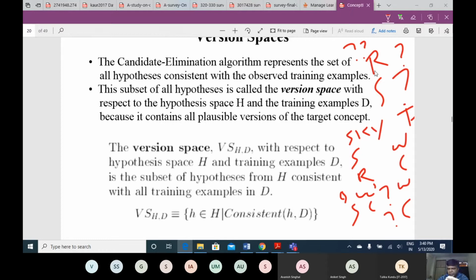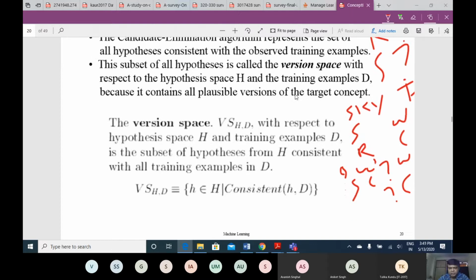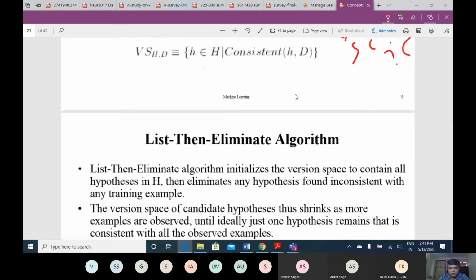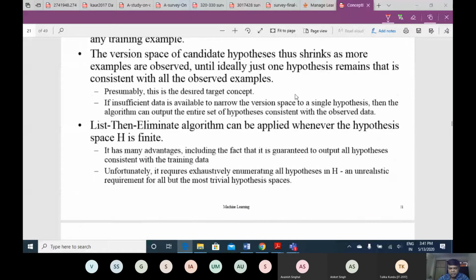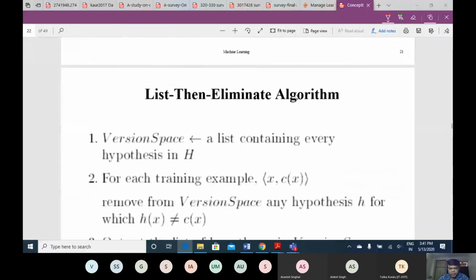Now any subset of these hypotheses can be called a version space. And if that version space corresponds to a particular concept, then we can say we have defined the concept using a version space. So a version space is a combination or subset of hypotheses. Now we can define the candidate elimination algorithm.